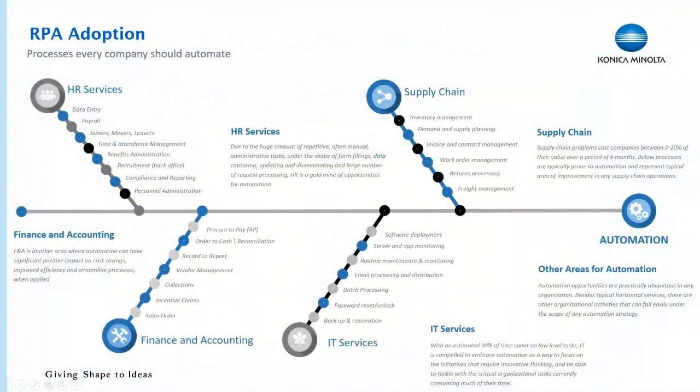So as you can see from this process heat map, RPA can be applied across a variety of different functions within your business, whether it's HR, whether it's finance, IT services, etc. And what we aim to show you today is just the tip of the iceberg. And what we'd like to do is urge you to go back and think where RPA can be applied within your business as well.